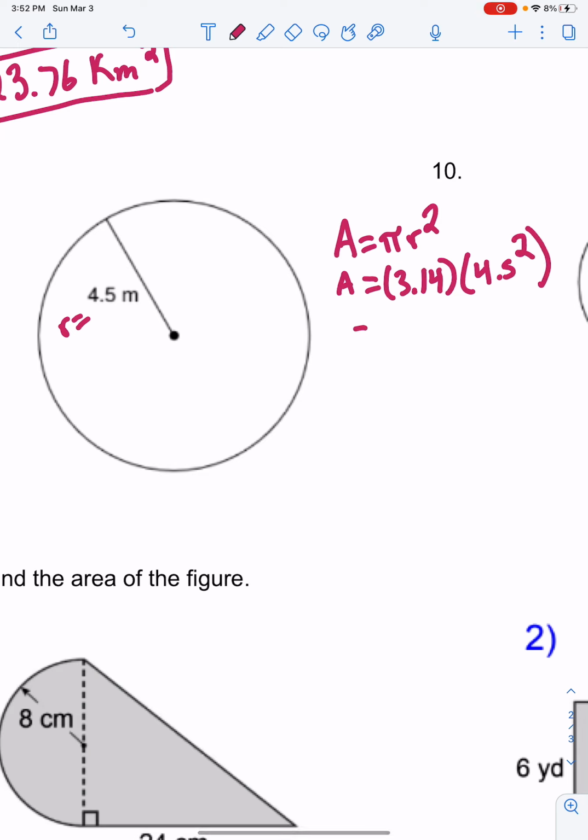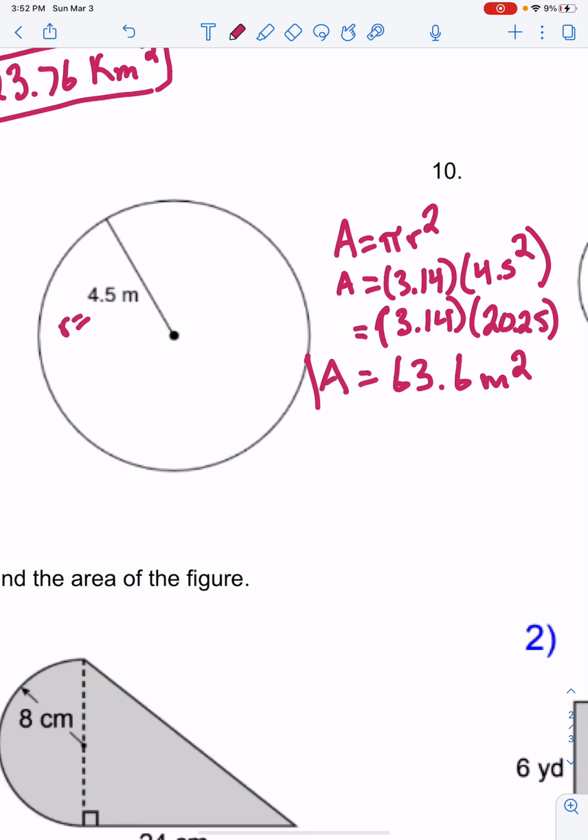Now that means we're multiplying 4.5 times itself. So 4.5 times 4.5 is 20.25. Now we're going to multiply 20.25 times 3.14, and that gives us 63.585. I'm just going to write 63.6 meters squared, just rounded to the nearest tenth.